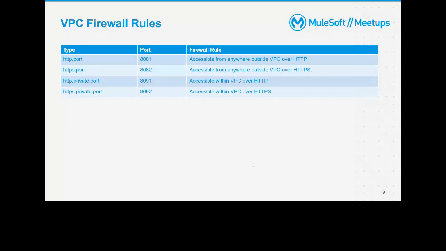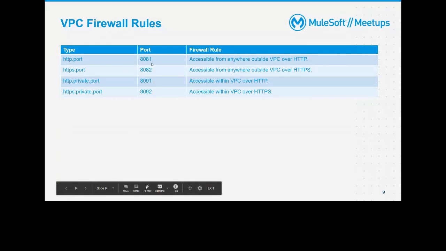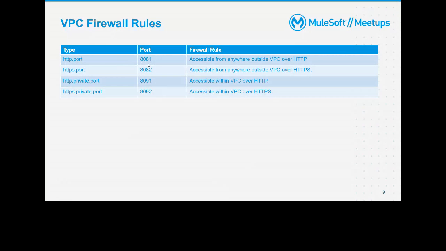These are the few firewall rules. I will call this the default firewall rules. When you create a VPC, there are 4 firewall rules. The first is http.port 8081. Once you have created a VPC and you deploy the application on 8081, that application can be accessible publicly, using the shared load balancer over the HTTP protocol. When you deploy the application on https.port 8082, again this application can be accessible publicly, but over the HTTPS protocol.